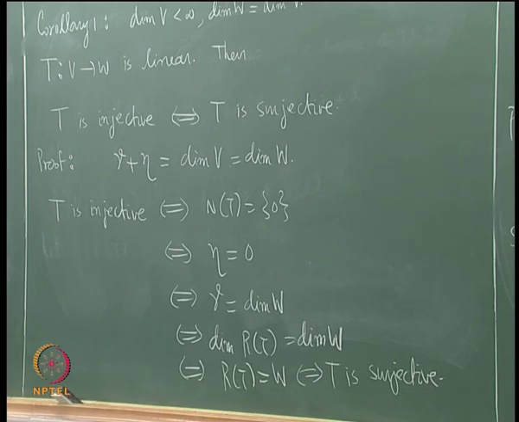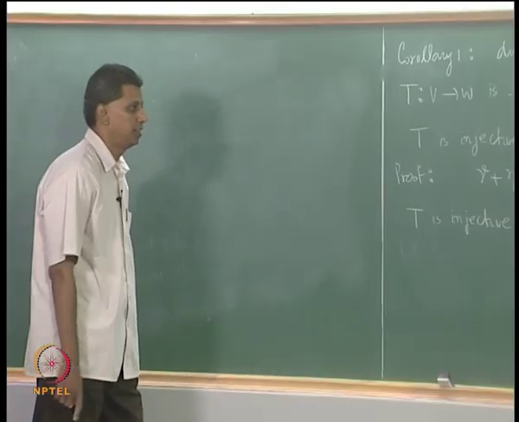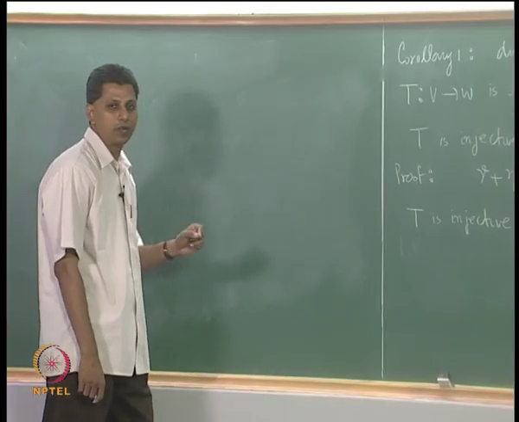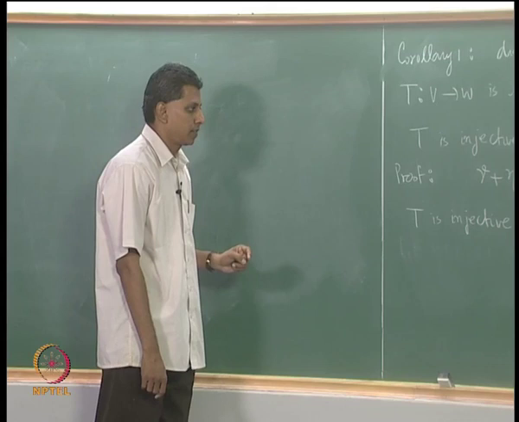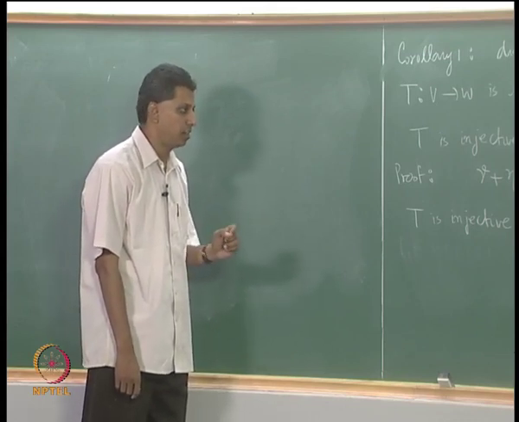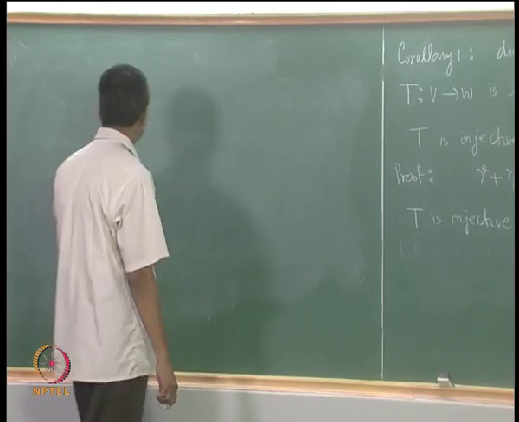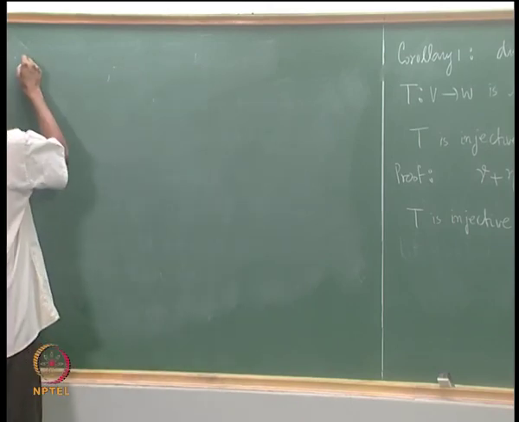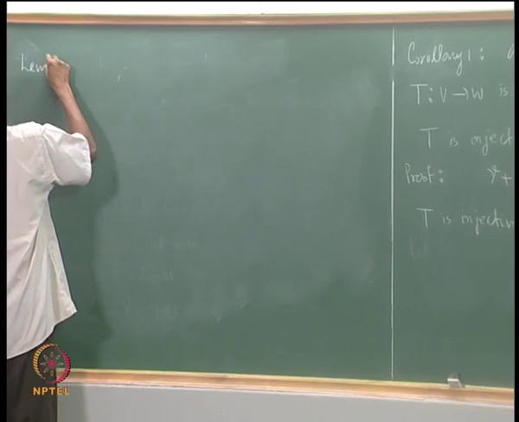The answer is yes. So let us first prove that the inverse of a linear transformation is also a linear transformation, and then look at some consequences for vector spaces if there exists an invertible linear transformation between them. So let me first prove this result. I will state this as a lemma.